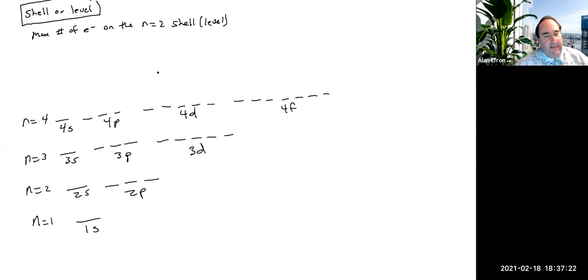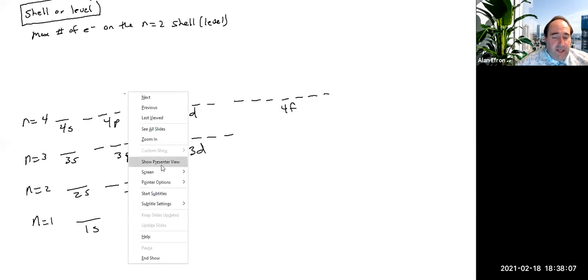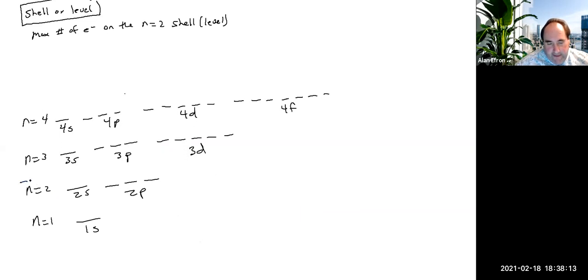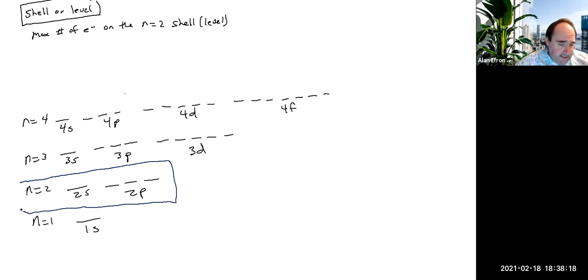So just take a second and think about how many total electrons, if filled everybody up, would fill up our n equals 2 shell. When we talk about the n equals 2 shell or level, what we are referring to is everybody that is pretty much encompassed on that energy level.